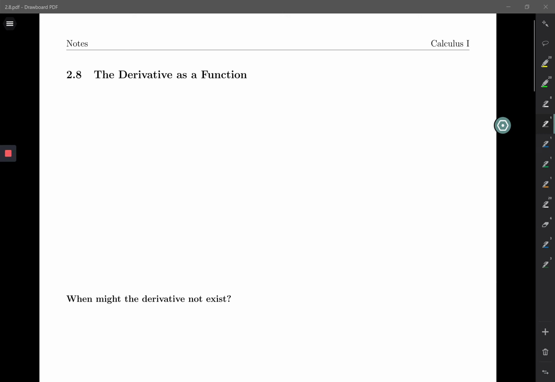Okay, so in the last section, 2.7, we defined the derivative at a point, and now we're going to talk about the derivative as a function.